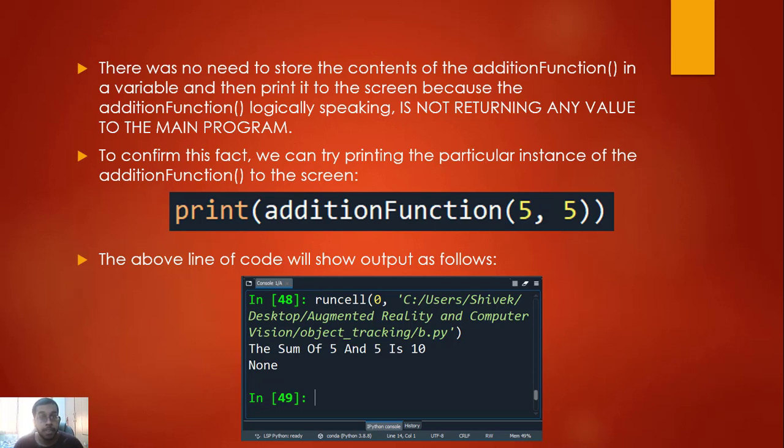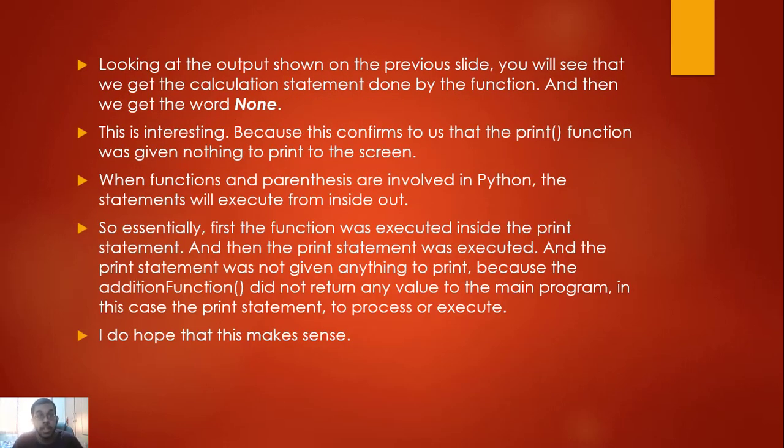To confirm this fact, we can try printing the particular instance of addition function to the screen. Print addition function 5, 5. The above line of code will show output as follows. Looking at the output shown on the previous slide, you will see that we get the calculation statement done by the function and then we get the word None. This is interesting because this confirms to us that the print function was given nothing to print to the screen.